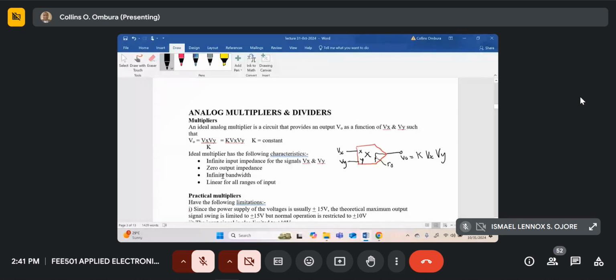Number three is that it should have an infinite bandwidth. It means it can multiply signals from a very low frequency, in fact starting from DC, to an infinite bandwidth. And then it should be linear. The output should be linear for all ranges of the input. I.e., if we set Vx equal to 1 and Vy changes from 1 volt to 10 volts, the output should be linear. It should not change.